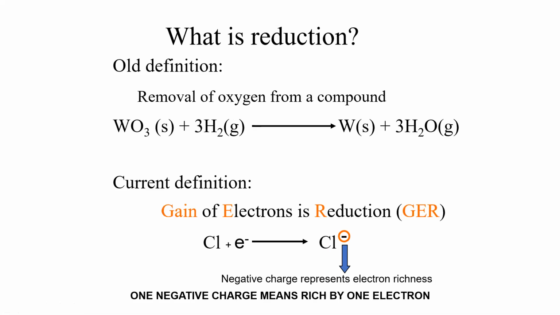Then for reduction, we know from the O-level definition that it is removal of oxygen, but we're not looking at oxygen in this case. We're looking at the electrons. So gain of electrons is reduction. You can see chlorine here. It was 0. It now becomes minus. So the chloride ion has gained an electron. When an electron is gained by chlorine, you can say chlorine has become reduced. So one negative charge means chlorine is enriched by one electron. If you have oxygen, 2 minus means that the 2 negative charges show oxygen has been enriched by 2 electrons and reduced.